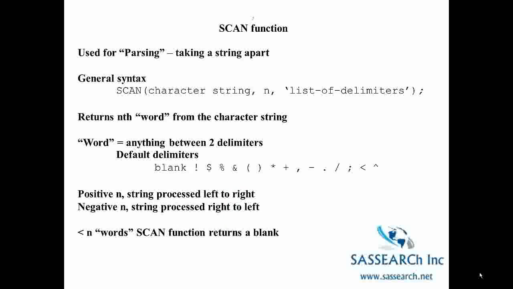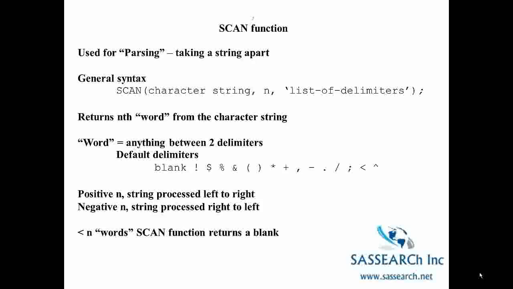The scan function is used for parsing or taking a string apart. And the general syntax of the scan function is that again you have a character string, and then you have n, which returns the nth word from the character string, and then you have a list of delimiters. A word equals anything between 2 delimiters. These are some default delimiters: a blank, an exclamation mark, a $ sign.